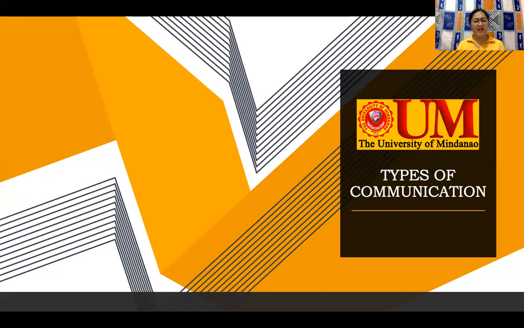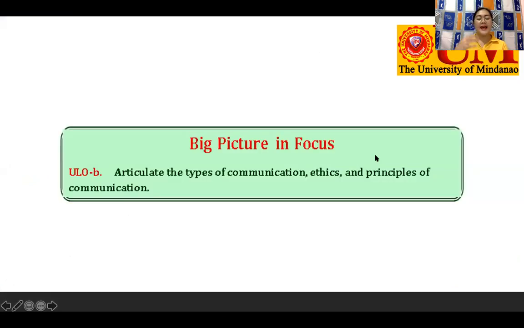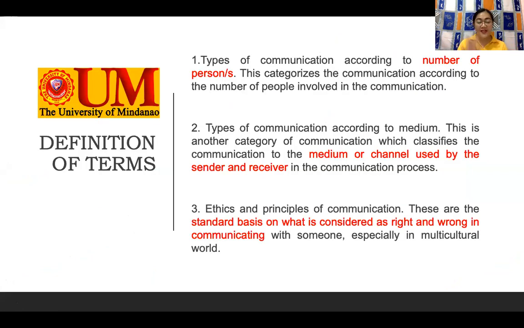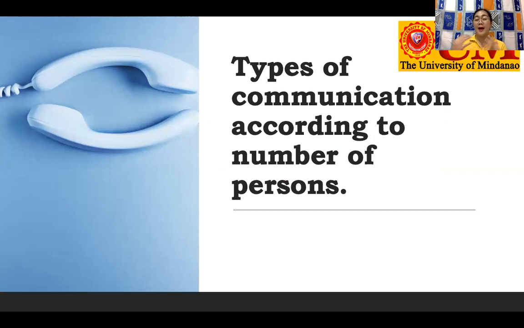I know you know that there are types of communication: communication based on the number of participants, communication based on the medium used. We will also discuss the ethics and the principles of communication. As I have said, the objective of this lesson is to articulate the types of communication, the ethics, and principles of communication. So to begin with, these are the things to remember. Types of communication according to number of persons. We will also discuss types of communication according to the medium used, and we will be discussing ethics and principles of communication. So we will begin with types of communication according to number of persons.